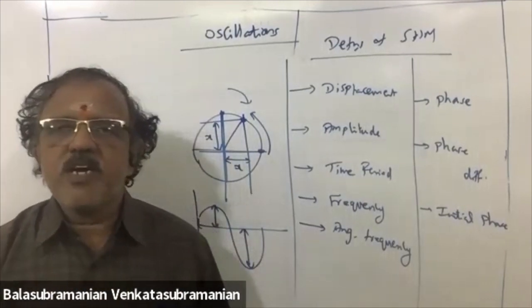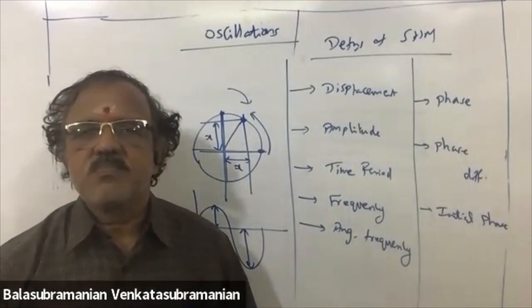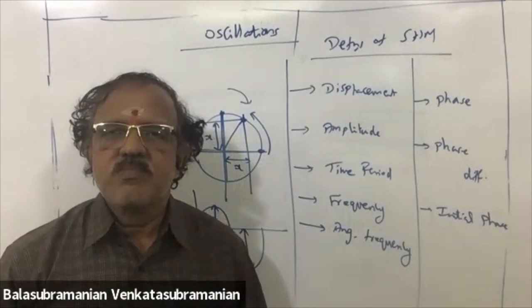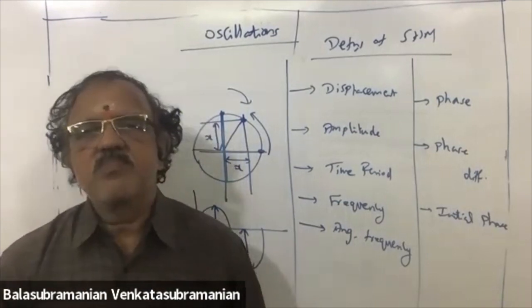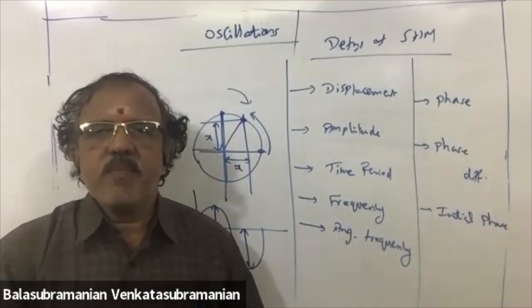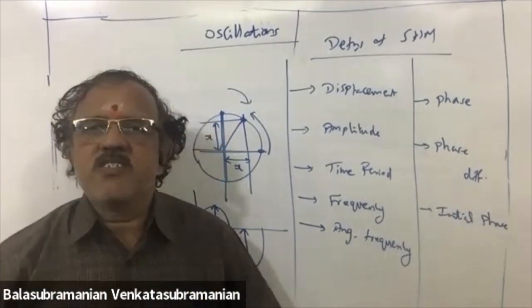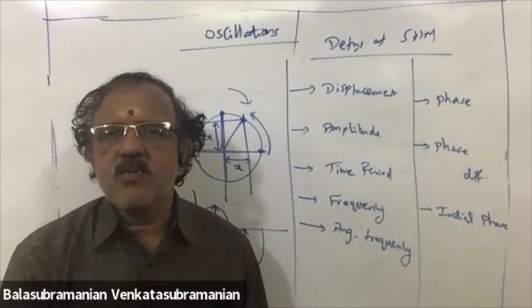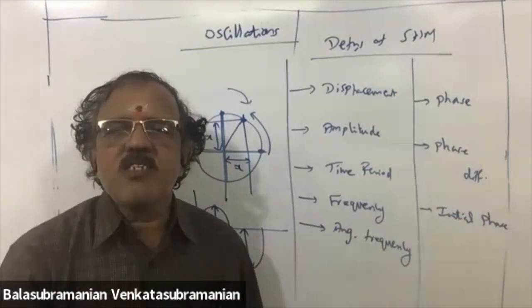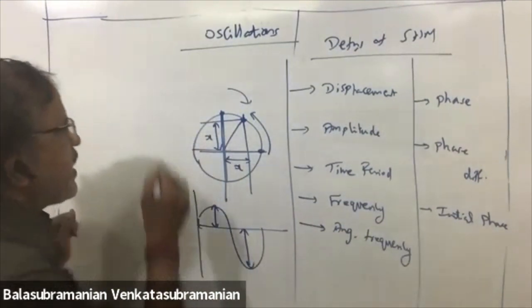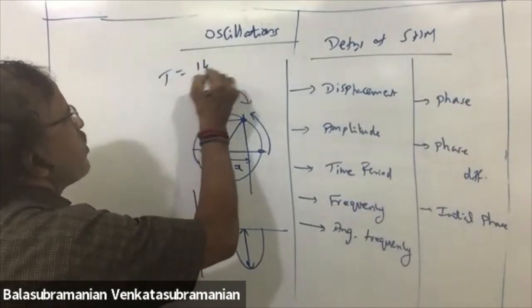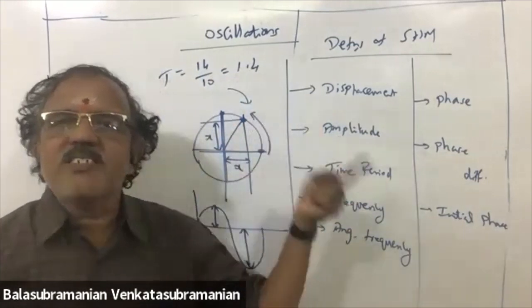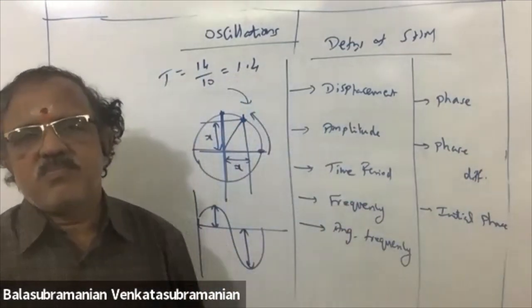Simple pendulum experiment you are doing in practical, sir. You are taking 10 oscillations. You are measuring the time. Say for 50 centimeter length, you are getting 14 seconds. 10 oscillation, 14 seconds. Time taken for one oscillation is what? 14 by 10. So T is equal to 14 by 10, 1.4. This 1.4 we call it as time period.